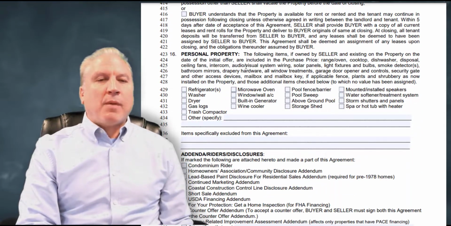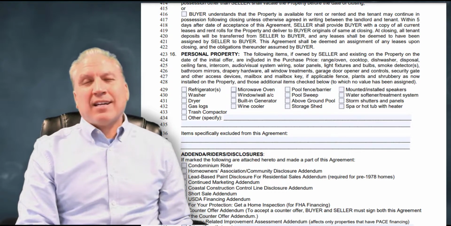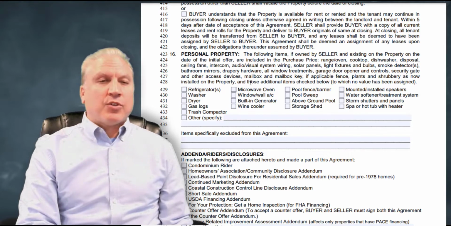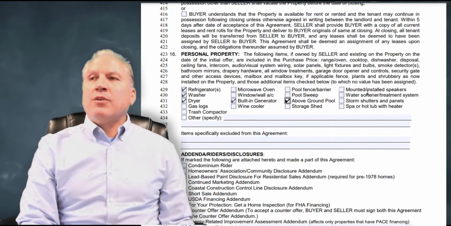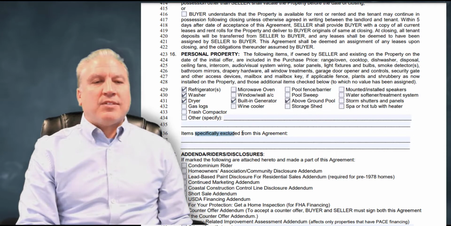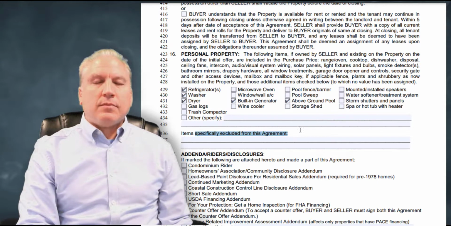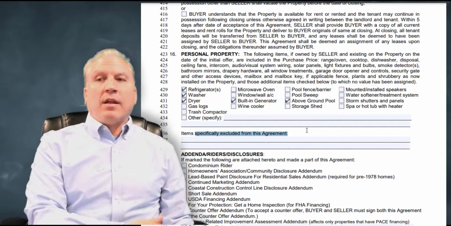What about personal property? Sometimes when you are buying a house, there's things that aren't technically part of the real estate that are supposed to go with the house, like appliances, refrigerators, washers, dryers, generators, pools, that kind of thing. Make sure that you very clearly describe what is going with the house and what things are specifically excluded. You don't want to be buying a house thinking you're getting all the appliances and then you go to move in and everything's cleaned out.